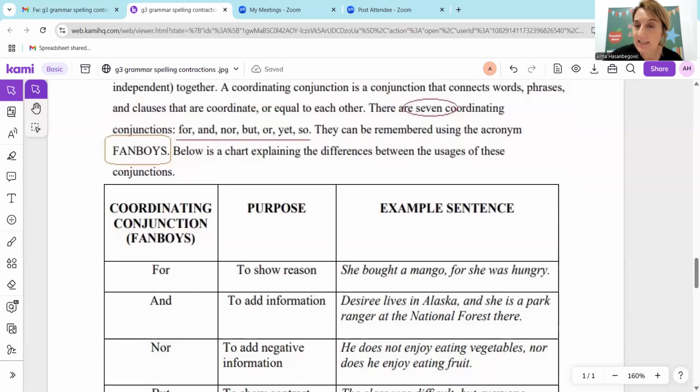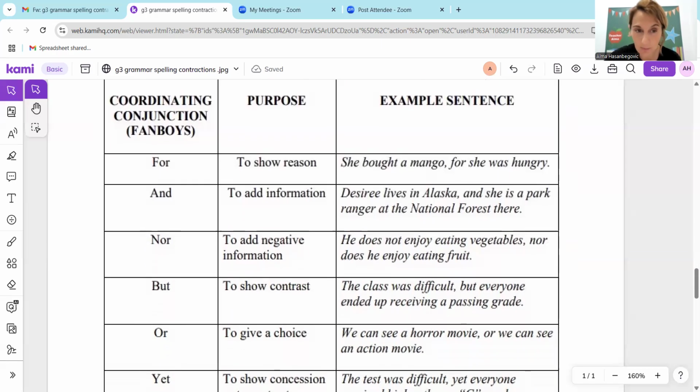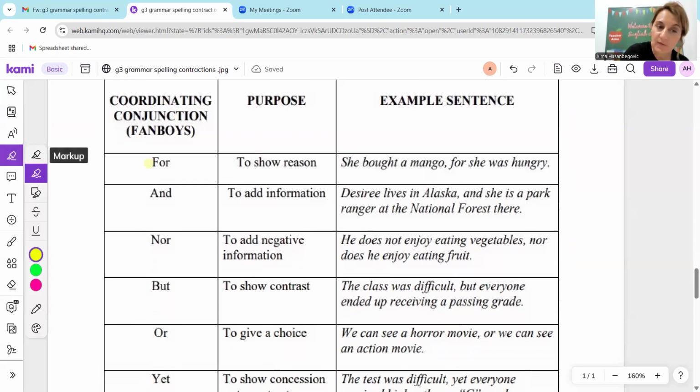And here is the chart that explains when we use these FANBOYS. F stands for for, and it's asking us to show the reason. Here's an example. A reason for what? She bought a mango for she was hungry. Why did she buy a mango? Because she was hungry. And is to add information. For example, Desiree lives in Alaska and she's a park ranger at the National Forest there.